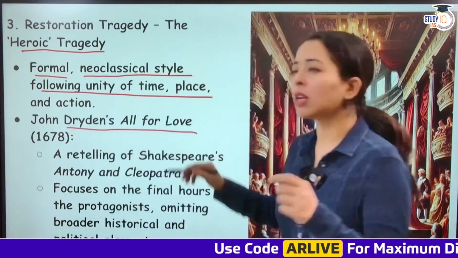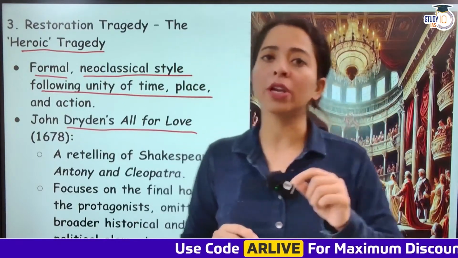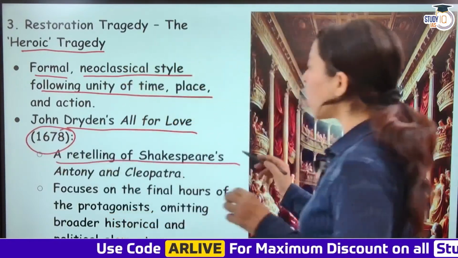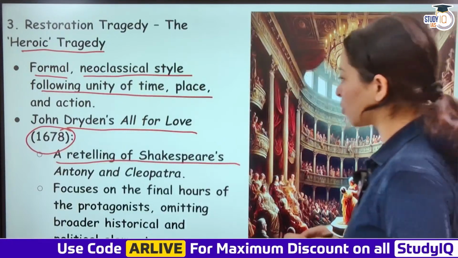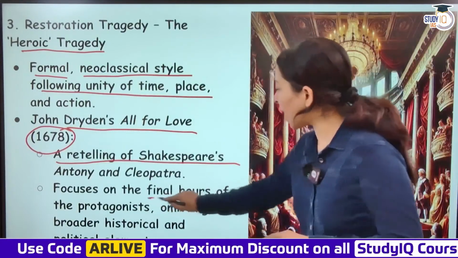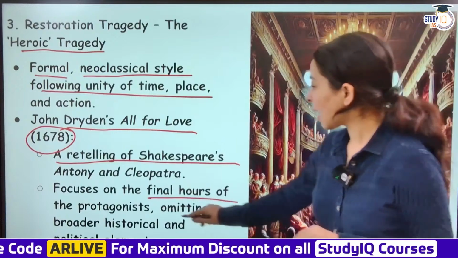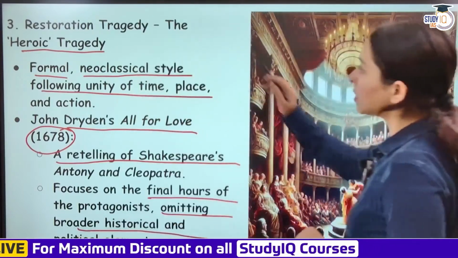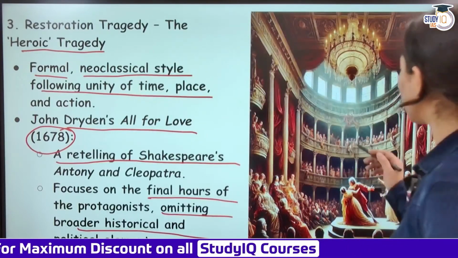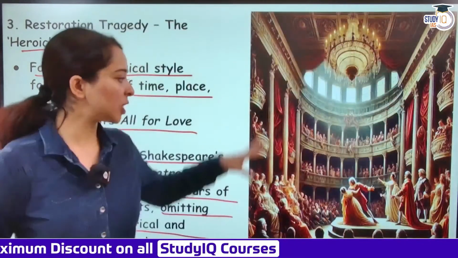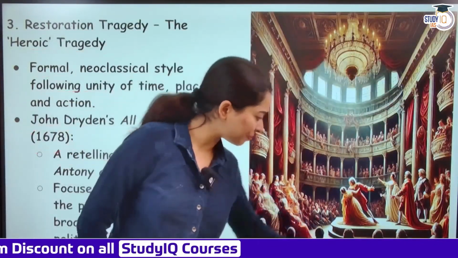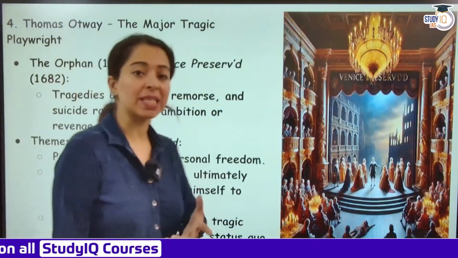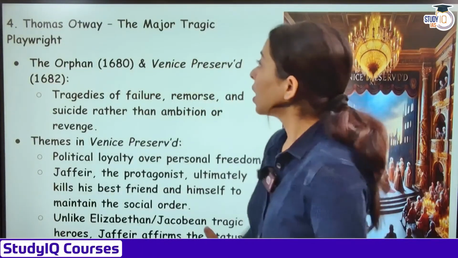John Dryden's All for Love is a quintessential example of a heroic tragedy written in 1678. It's a retelling of Shakespeare's Antony and Cleopatra. It focuses on the final hours of the protagonist, and it omits broader historical and political elements. Okay, so this became an important one, restoration tragedy, the heroic couplet. You can look at the picture out here also, guys. So it's a kind of a tragedy in which the protagonist who is dying but still emerges out as a hero.